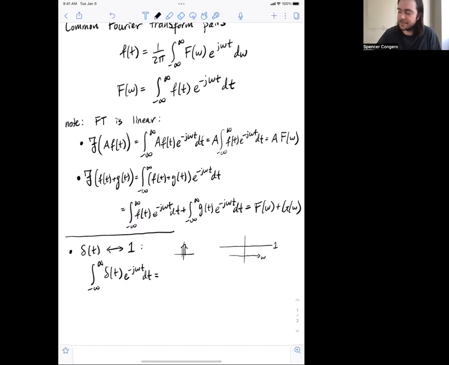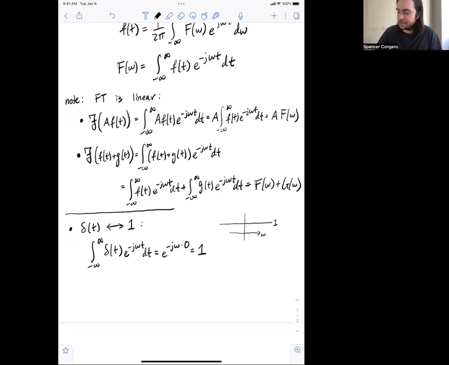This is the delta function. It's right at t equals 0. So I just want to pick out the value of this function when t equals 0. So e to the negative j omega times 0. But of course, that's just 1. Okay. That's pretty easy.